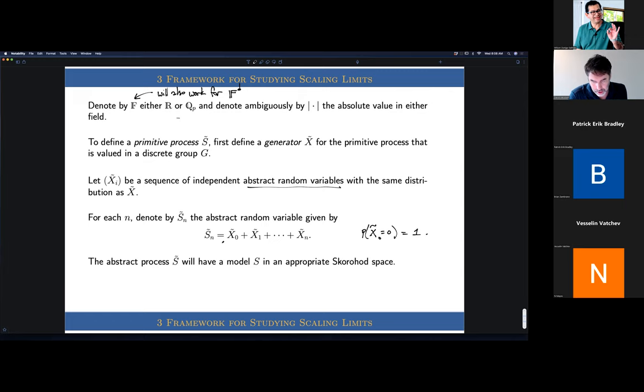Now the abstract process will have a model S in an appropriate Skorohod space, and this will happen in both the real case and the p-adic case. It's important to be in a Skorohod path space because otherwise you can't really do any analysis. The Kolmogorov extension theorem will allow very general classes of these abstractly defined stochastic processes to be realized from a concrete model in the space of all paths valued in F^d. But that's too large a space, so there are theorems that allow you to find a version of that process in the Skorohod space of càdlàg functions under the Skorohod metric.